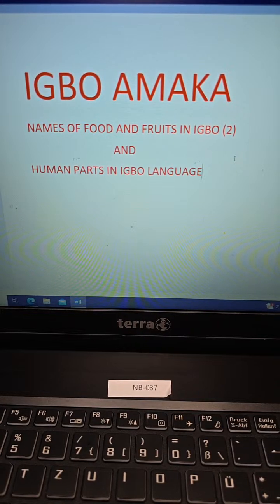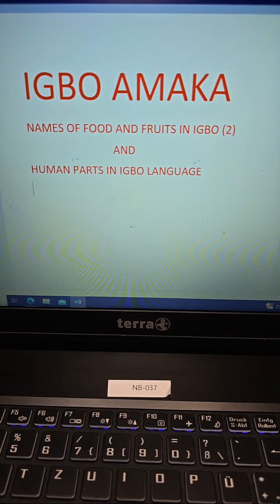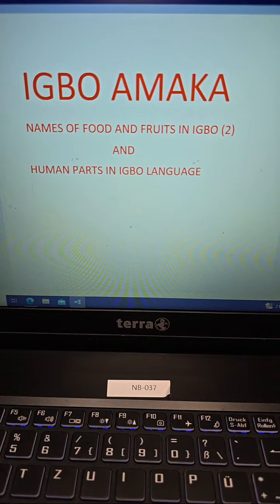So today we are going to continue from where we stopped yesterday, which is the names of foods and fruits in Igbo language. That is, what are some foods and some fruits called in Igbo language?